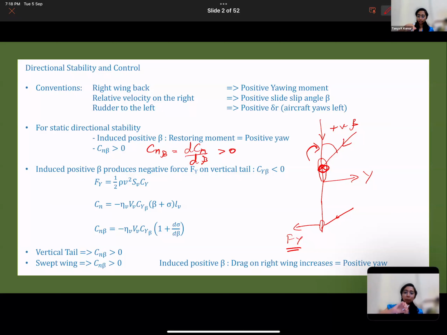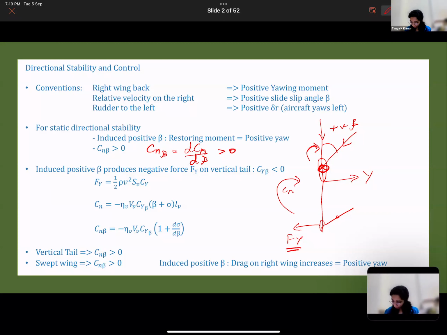Exactly, it will produce a positive yaw, right? So this is the yaw that is produced. This is your Cn or N. So it produces a positive yaw. It yaws towards the right. Therefore, positive beta gives you negative force and positive yawing moment. You don't have to remember this. You can just easily draw this diagram and find out by yourselves.